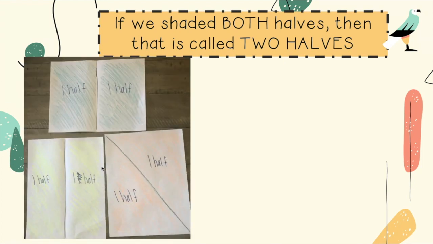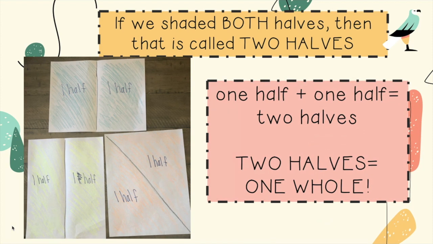Sorry, my friends, this yellow one, I made a mistake, so I had to cross it off. So we just shaded both halves. So we shaded 1/2, and then we shaded another half, which we call this 2 halves. So if we shaded both halves, then that is called 2 halves. And then 2 halves equals 1 whole, because we have a whole piece of paper. And we have not cut it up into little pieces quite yet.